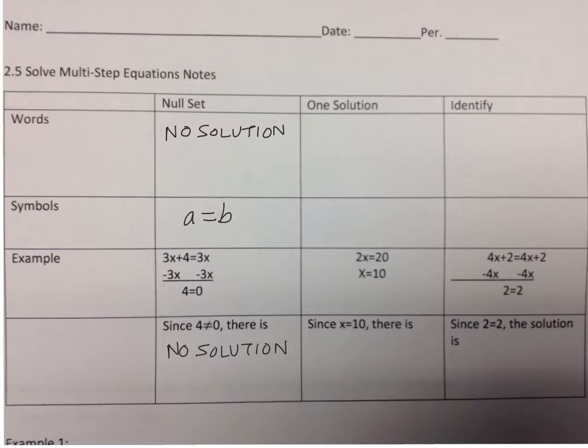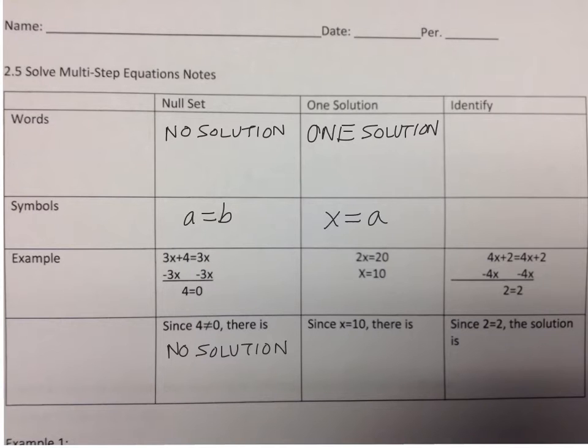All right, for the next one, we're going to explore what makes up things with one solution. The symbols that we're going to use is x equals some number, x being just the unknown. If we look at the next example, it's 2x equals 20.